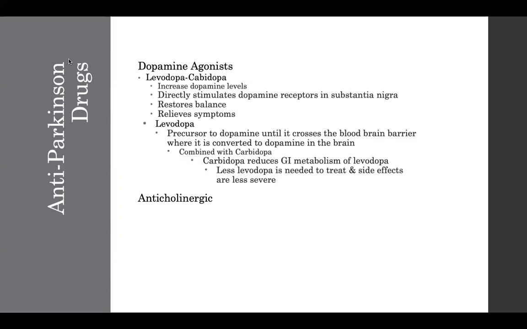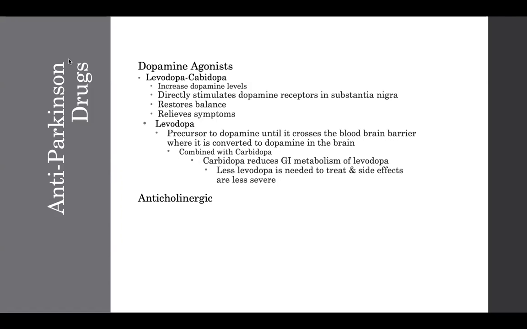aphasias. With levodopa, that is the precursor to dopamine, and until it crosses over the blood-brain barrier where it's converted into dopamine inside the brain. So you have to combine levodopa with carbidopa. Carbidopa reduces your GI metabolism of levodopa so that less levodopa is needed to treat the symptoms, and side effects are less severe. Carbidopa also helps use a smaller amount of levodopa to cross that blood-brain barrier.